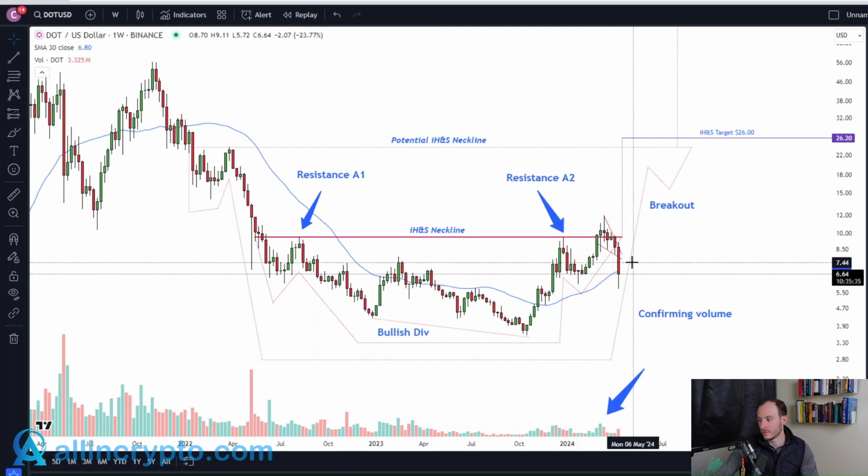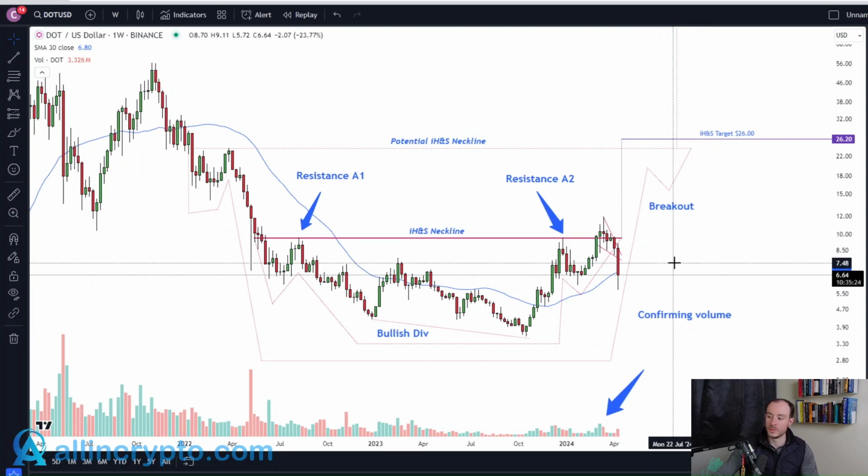We do have what could be an inverse head and shoulders. It's not great that you've wicked below this low, but you are currently residing, and we want to see that close above it and supporting around the 30-weekly moving average, which is very much what we expect. With crypto, you have to give a little bit of nuance.